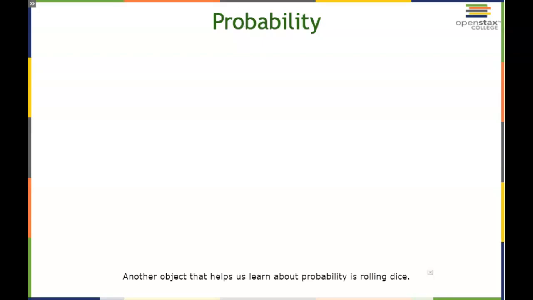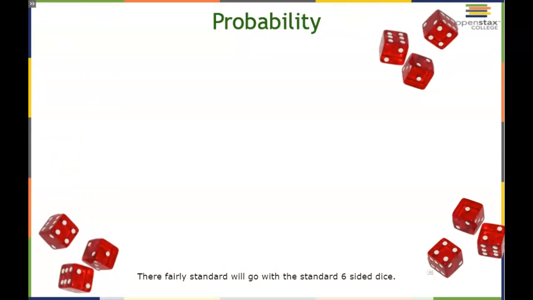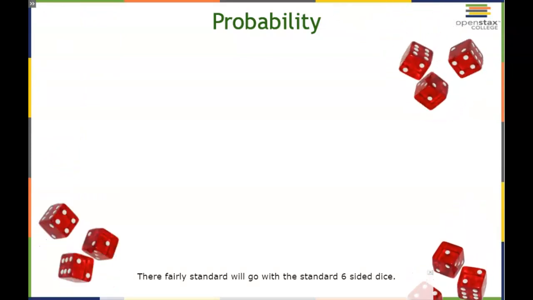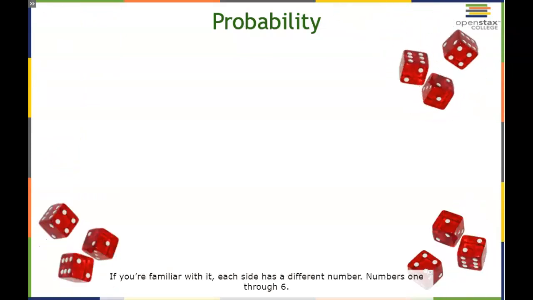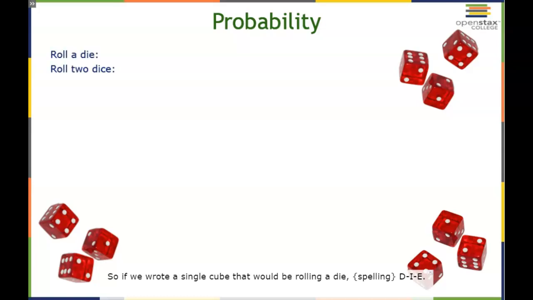Another object that helps us learn about probability is rolling dice. They're fairly standard. We'll go with the standard 6-sided dice. If you're familiar with it, each side has a different number, numbers 1 through 6. So if we roll a single cube, that would be rolling a die, D-I-E. And our sample space would be 1, 2, 3, 4, 5, 6.